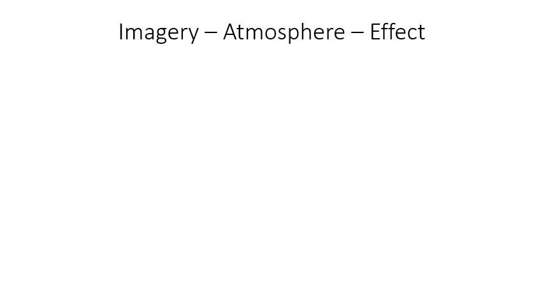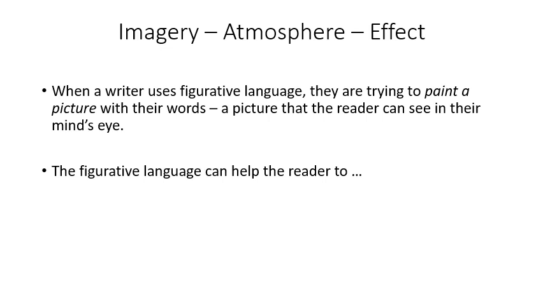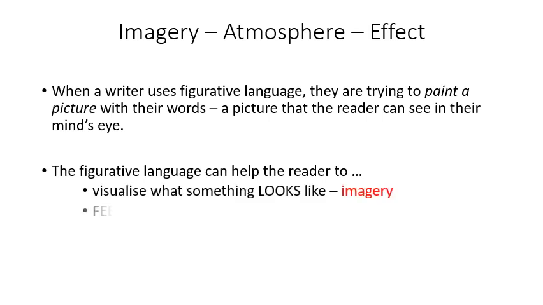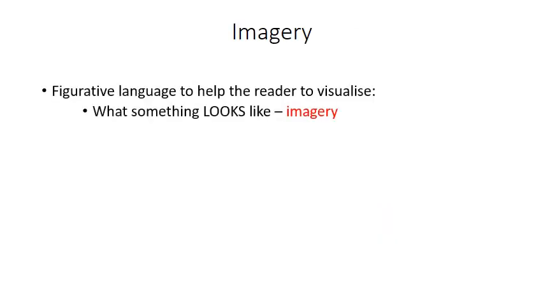Imagery, atmosphere, and effect. When a writer uses figurative language, they're trying to paint a picture with their words, a picture that the reader can see in their mind's eye. The figurative language can help the reader to visualize what something looks like, which is imagery, what it feels like to be there, the atmosphere of the scene, or it helps the reader to experience the impact of something, the effect that it has on the reader. Let's look at imagery.